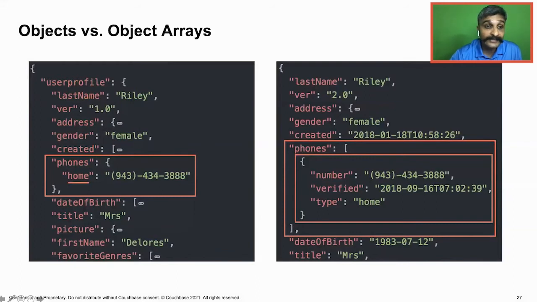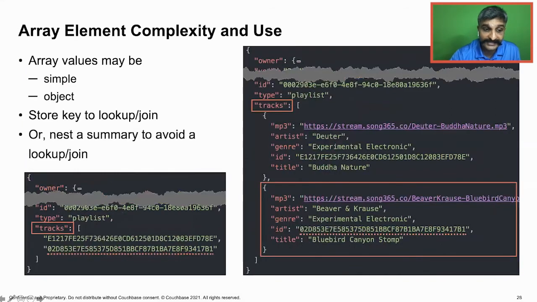So array element and the complexity. Look at this. In this case, I have an array of track IDs. It's an array of strings. While in this case, it's an array of documents. So what happens here is, if I have to get the details of the track, every time I have to fetch using this track ID. So if I store the document in this model, I'll have to do multiple fetches. But in this case, you can see there is a single fetch because it's an array of documents.